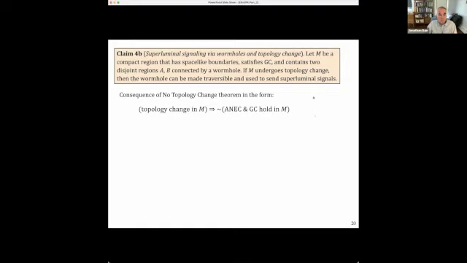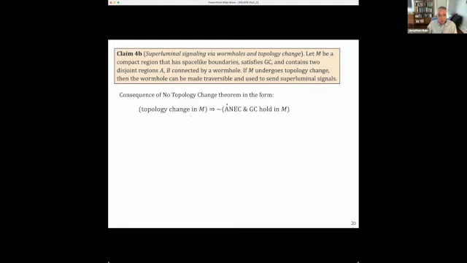So the claim is if the no topology change theorem is violated, it similarly produces a scenario in which we can send superluminal signals. So let M be a compact region that has space-like boundaries, satisfies the generic condition, and contains two disjoint regions, A, B, connected by a wormhole. If M undergoes topology change, then the wormhole can be made traversable and used to send superluminal signals. And this is essentially a consequence of the no topology change theorem in its contrapositive form, right?